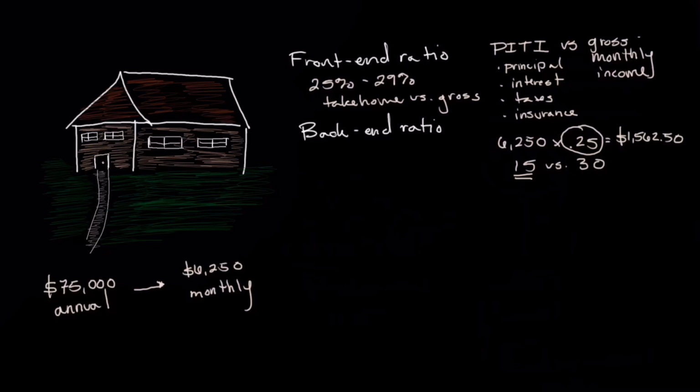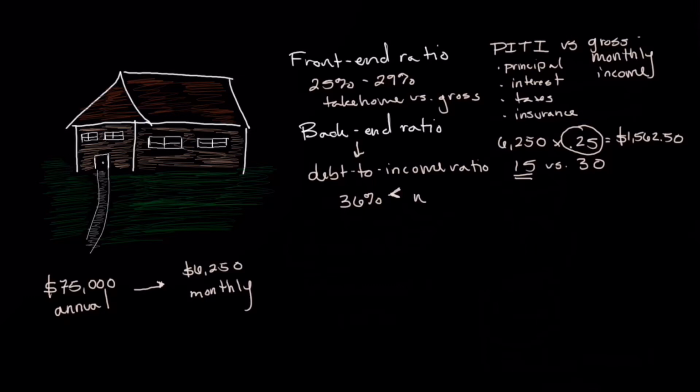So let's add another component to this, because one thing that we're not considering is our other debts. The back-end ratio we're going to use is what we call a debt-to-income ratio. Because the 25% might be reasonable, but what if we have a lot of other outstanding debts that our money is going towards? For a debt-to-income ratio, most financial advisors would not recommend exceeding 36%. And so I'm going to walk through how to calculate this.